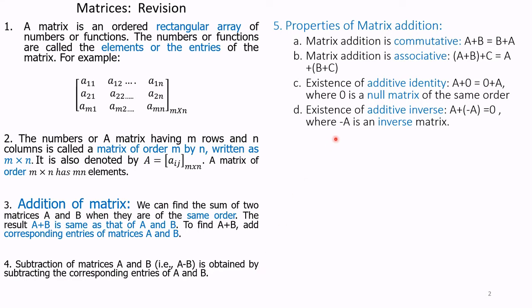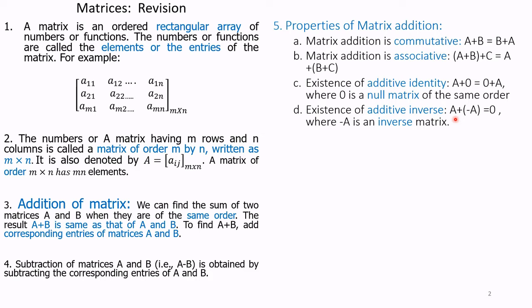Properties of matrices. Matrix addition is commutative, that is A plus B is equal to B plus A. Matrix addition is associative, A plus B plus C equals A plus B plus C, where the brackets are interchanged as shown in this slide. Existence of additive identity, A plus 0 is equal to 0 plus A, where 0 is a null matrix of the same order.